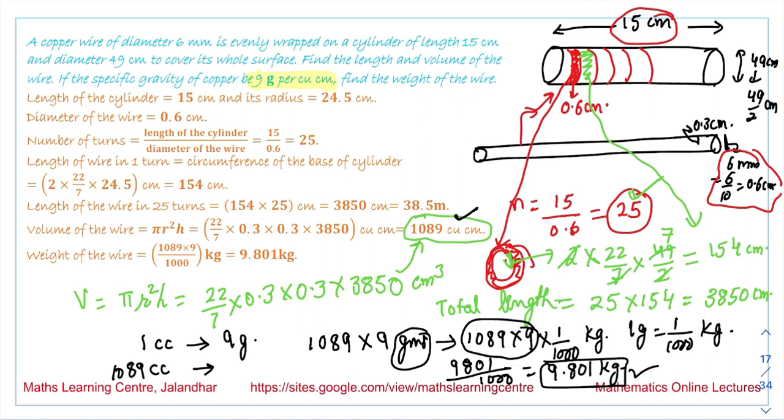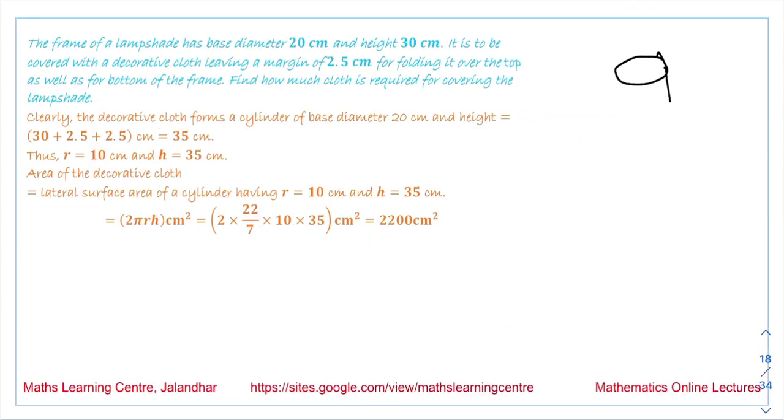Next, we are talking about a lampshade. This is the lampshade we are talking about, and it is given that it has a base diameter of 20 centimeter and a height of 30 centimeter.